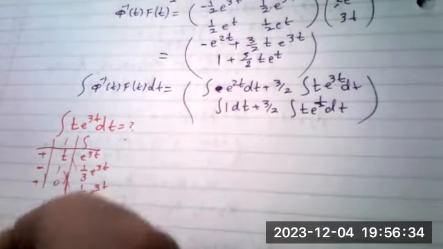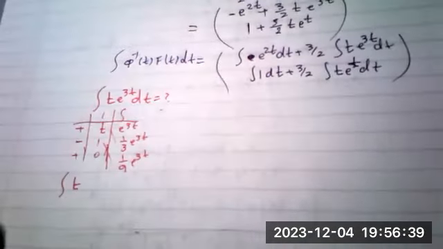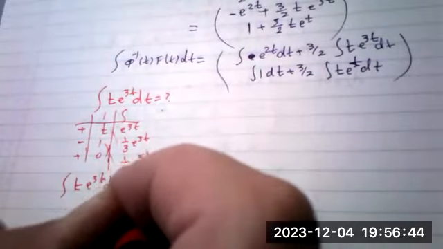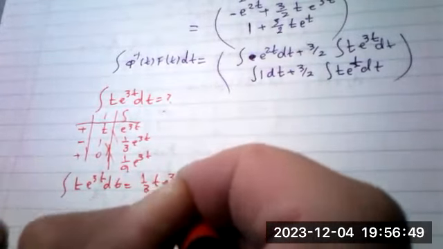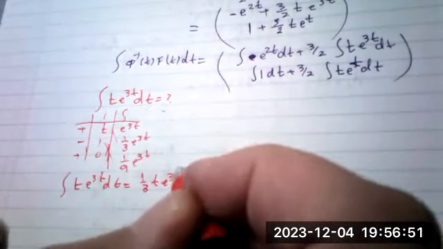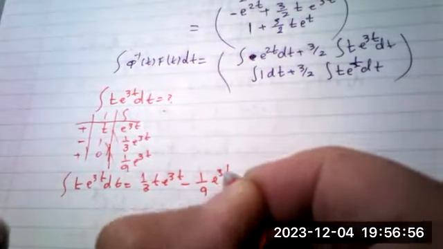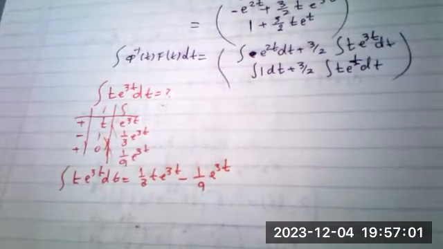So collect the information. The integral of t e to the 3t dt is going to be equal to 1/3 t e to the 3t, minus 1/9 e to the 3t. So that would be the integral of t e to the 3t. I do the other one too, then I go back and substitute to get the final answer.